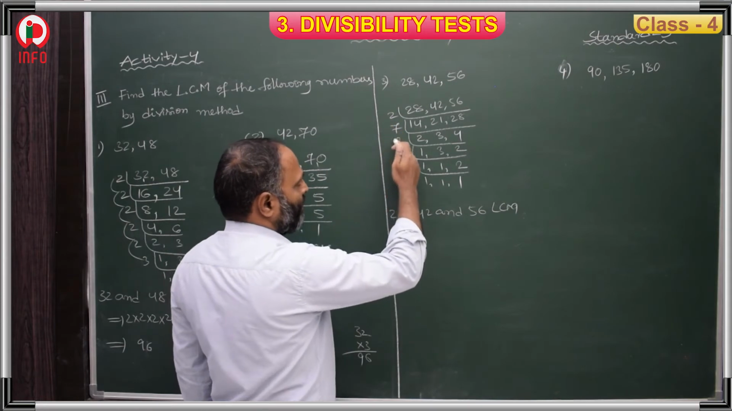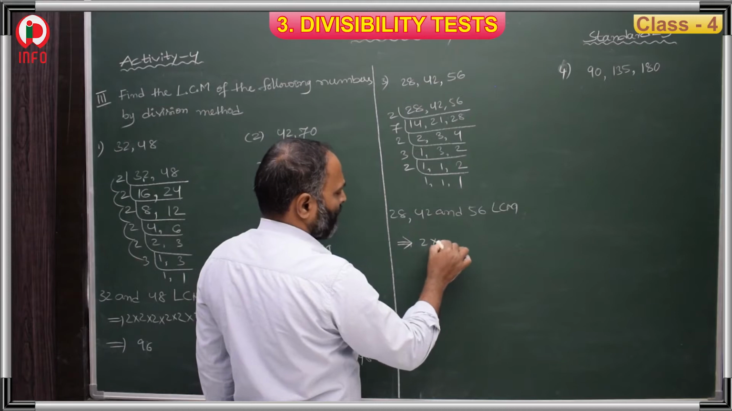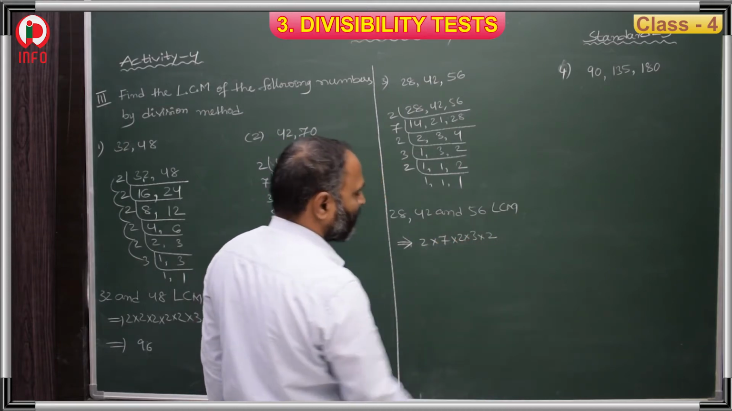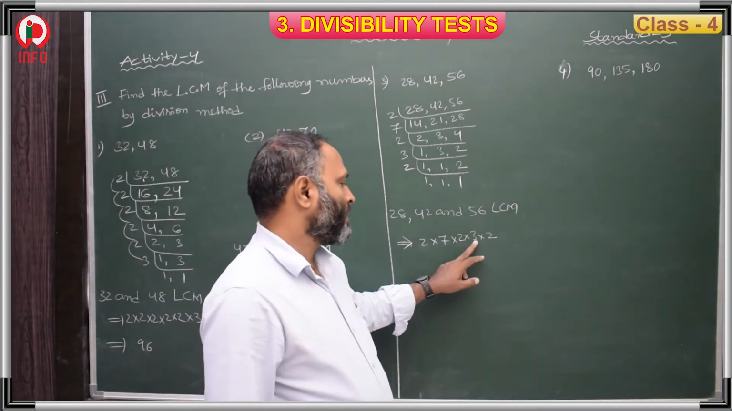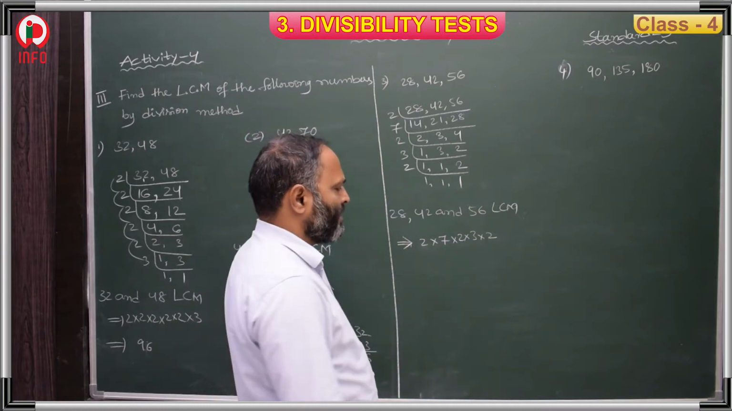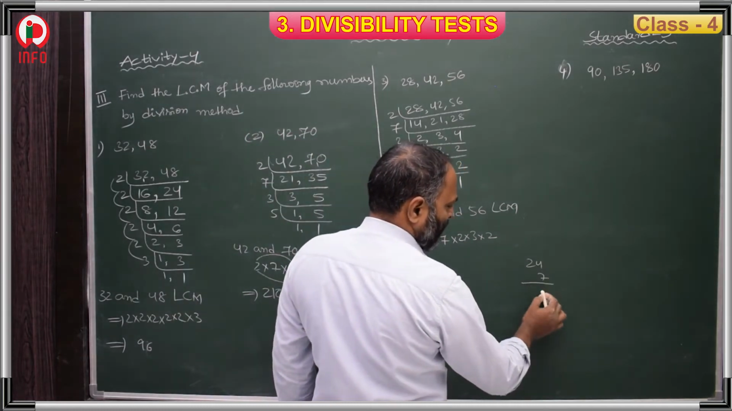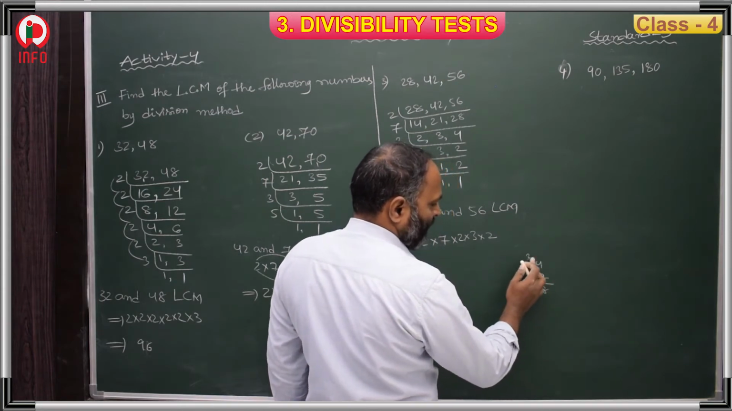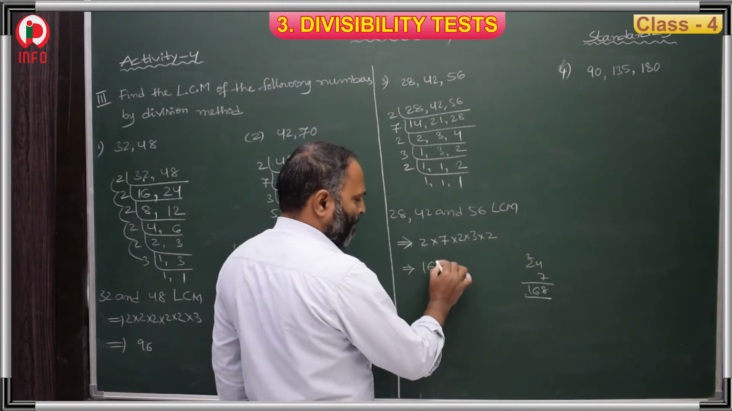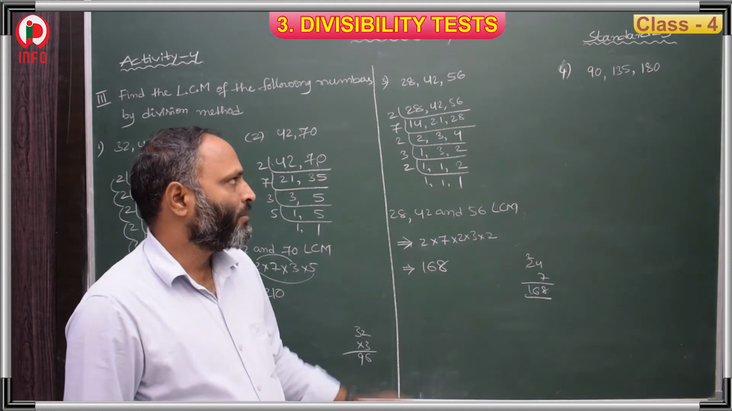2 into 7 into 2 into 3 into 2. 3 2s are 6, 6 2s are 12, 12 2s are 24, 24 7s are 168. What is the LCM? 168 is your LCM by using the division method.